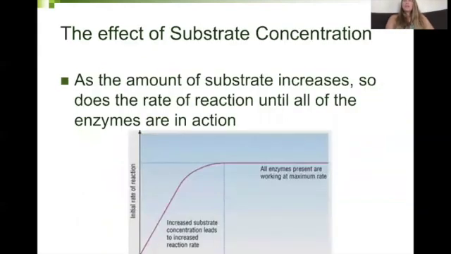The effect of increasing substrate concentration: you will increase the rate of reaction as you increase the amount of substrate until all of your enzymes are busy. And then it levels off because once all of your enzymes are busy, it doesn't matter how much other substrate you put there, the enzymes are all busy, and so they can't do anything. So again, as substrate concentration increases, rate of reaction increases until you hit maximum, and then it levels off because all of your enzymes are busy.